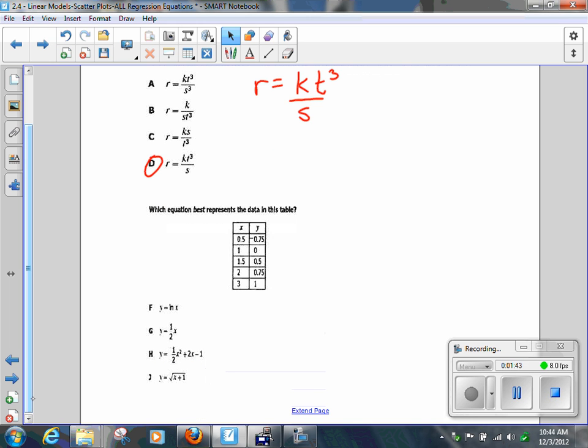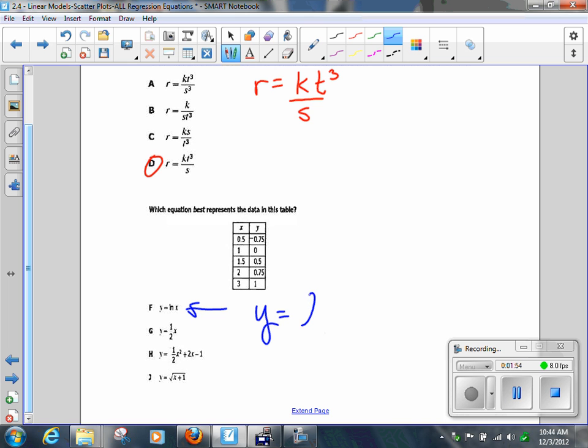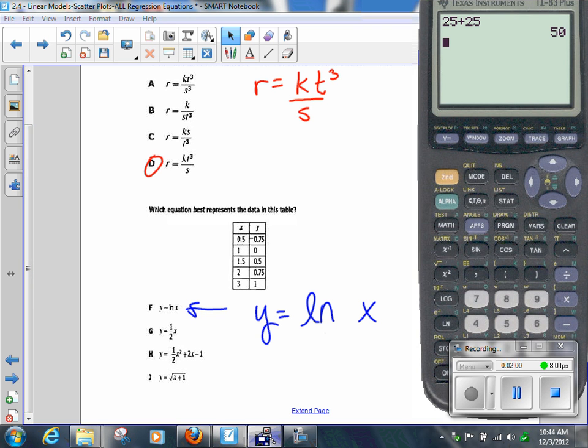For the second one on that page, you should have had F, as in Frank. And guys, this right here, a lot of you asked me about this on Friday. It was ln(x), and all that is on your calculator is the natural log, ln, right there. And it's right here under log. ln means natural log, okay? So F was your answer for that one.